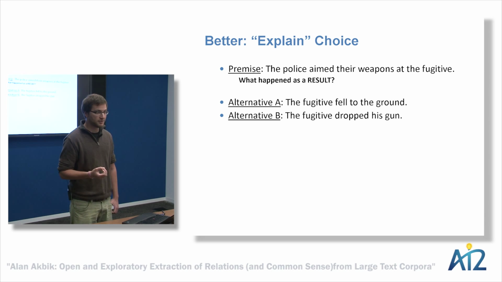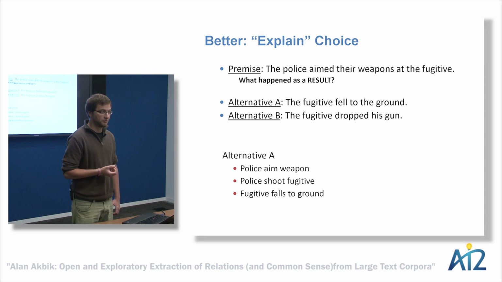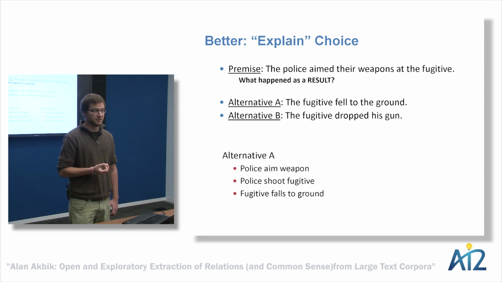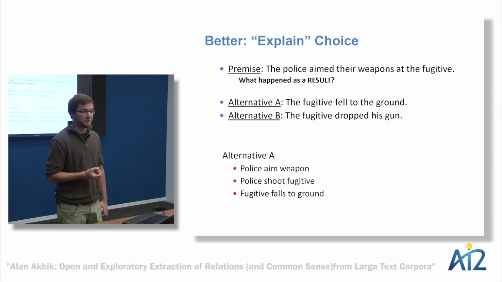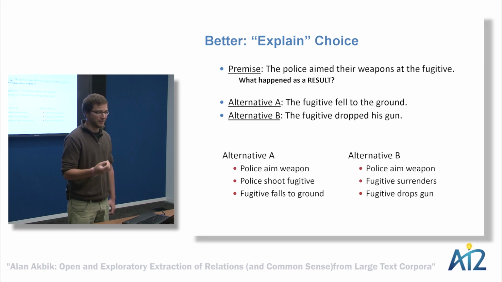And the program would tell us, well, I see the following sequence of events leading to alternative A. The police aim their weapon, they shoot the fugitive, and the fugitive falls to the ground. And for alternative B, I see the following sequence of events. The police aim their weapon, the fugitive surrenders, and the fugitive drops his gun, right? And so it would be nice if the computer could actually explain the choice. That might even be more interesting, and then, of course, make the right selection.